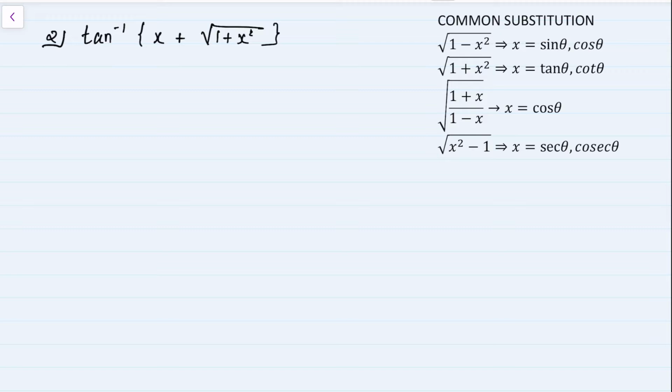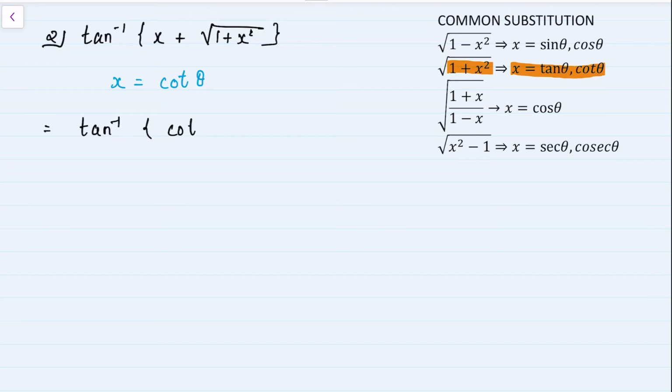In this sum, inside the root we have 1 plus x square. So we can either substitute x equals tan theta or x equals cot theta. We can do either of the substitutions. Let us first start with x equals cot theta. Now substituting x is equal to cot theta.